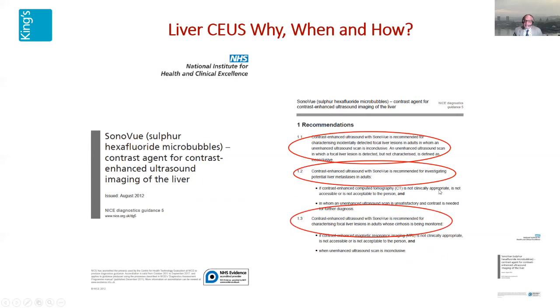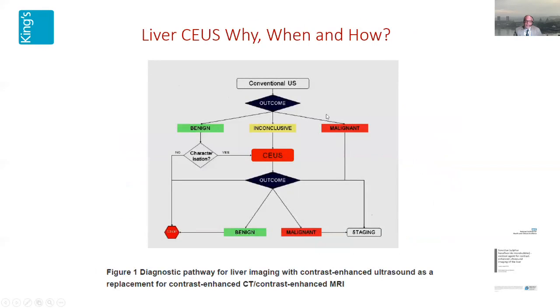If contrast-enhanced CT is equivocal or unenhanced ultrasound is unsatisfactory in the diagnosis, then you've got to use contrast-enhanced ultrasound again. And also you should be using it for characterizing focal liver lesions in adults where cirrhosis is being monitored. And this is probably, all these areas are probably where most of the United Kingdom hospitals are not observant to the NICE guidelines. So in this flow chart, when you're doing a conventional ultrasound and you've performed it, you see a focal lesion and you absolutely know it's benign, then you don't need to do anything further. If you're uncertain, then you should be using contrast-enhanced ultrasound. If it's inconclusive, you should be using contrast-enhanced ultrasound.